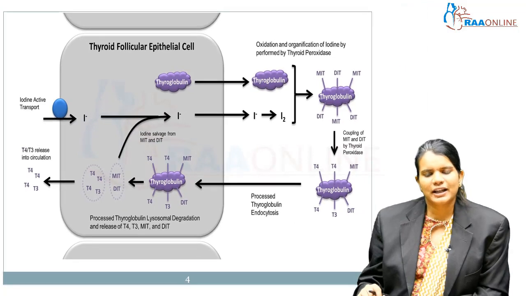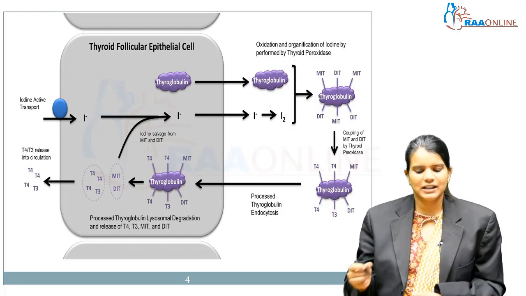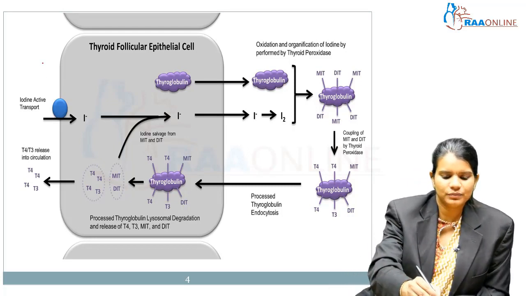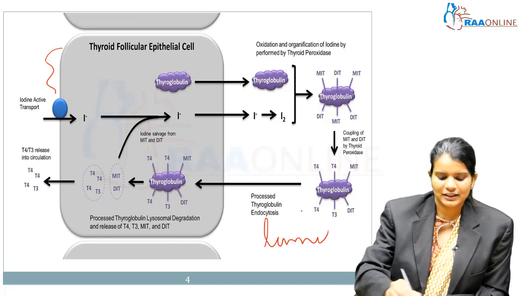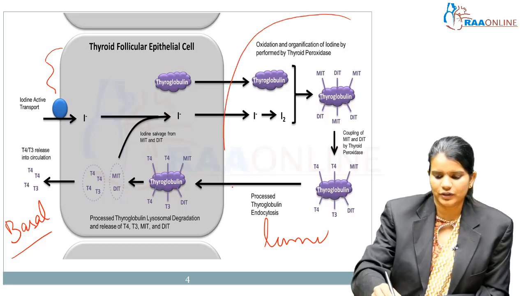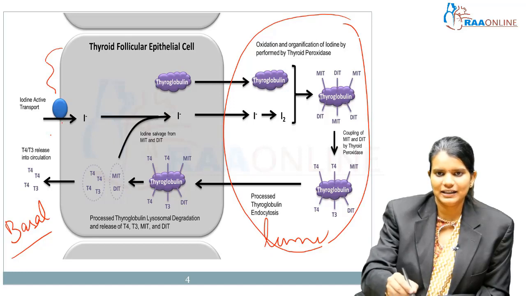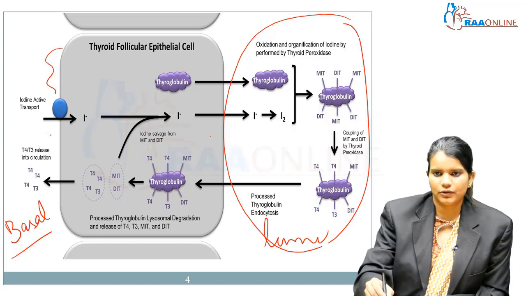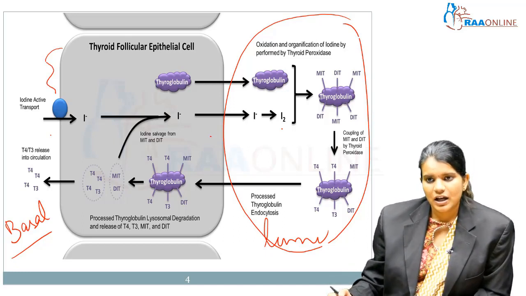So how is this thyroid hormone being formed? Iodine transport happens. All the raw materials are usually taken inside from the basal membrane. This is the thyroid gland, this is the thyroid follicular epithelial cell, this is the luminal side, and this is the basal side. This luminal side forms the colloid of the thyroid. So the iodine is transported, and then it is oxidized to iodine I2, and then it is bound to thyroglobulin as monoiodotyrosine and diiodotyrosine.